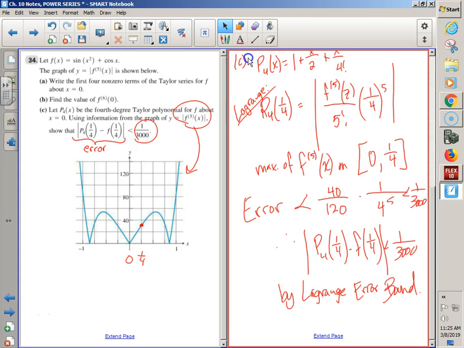Well, you have to show your work with Lagrange. But you could literally guess and be like, well, I did it right, so it better be within. All right, cool.